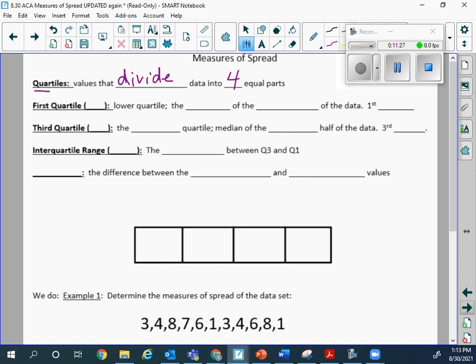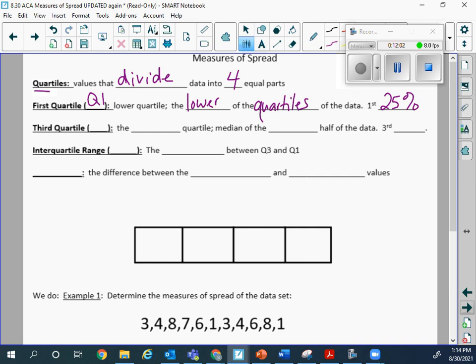All right, the first quartile, Q1 for short, is called the lower quartile. The lower of the quartiles. It's the first 25%. Okay? We know, you at least know your 25, 50, 75, 100%, right? If I told you you only got half of the things right on the quiz, what was your grade? 50. It's really 50%, right?